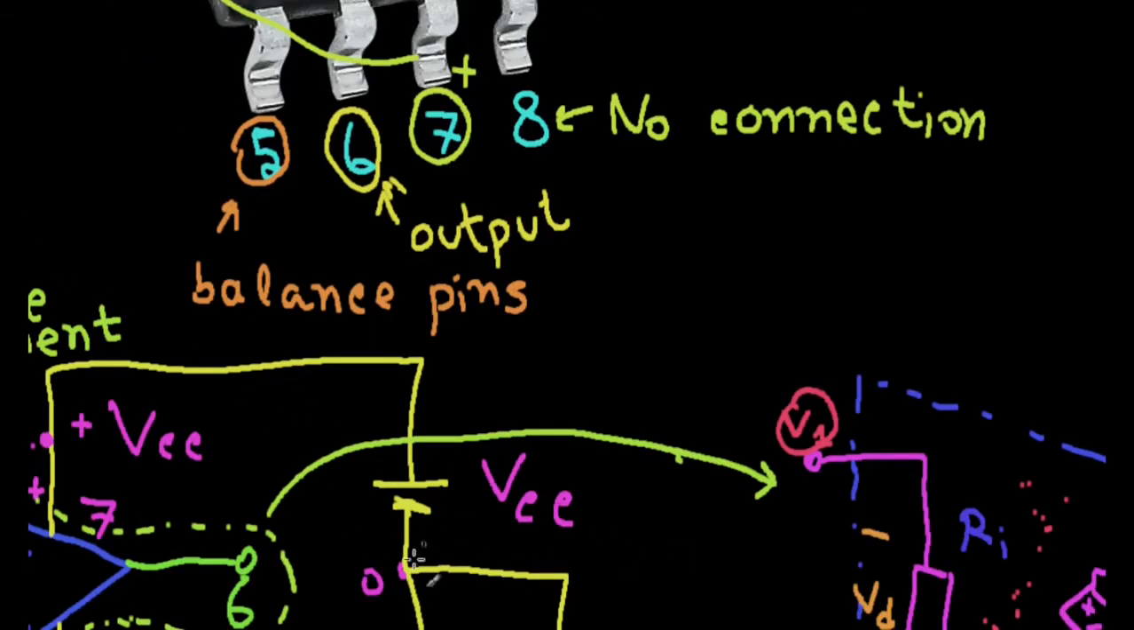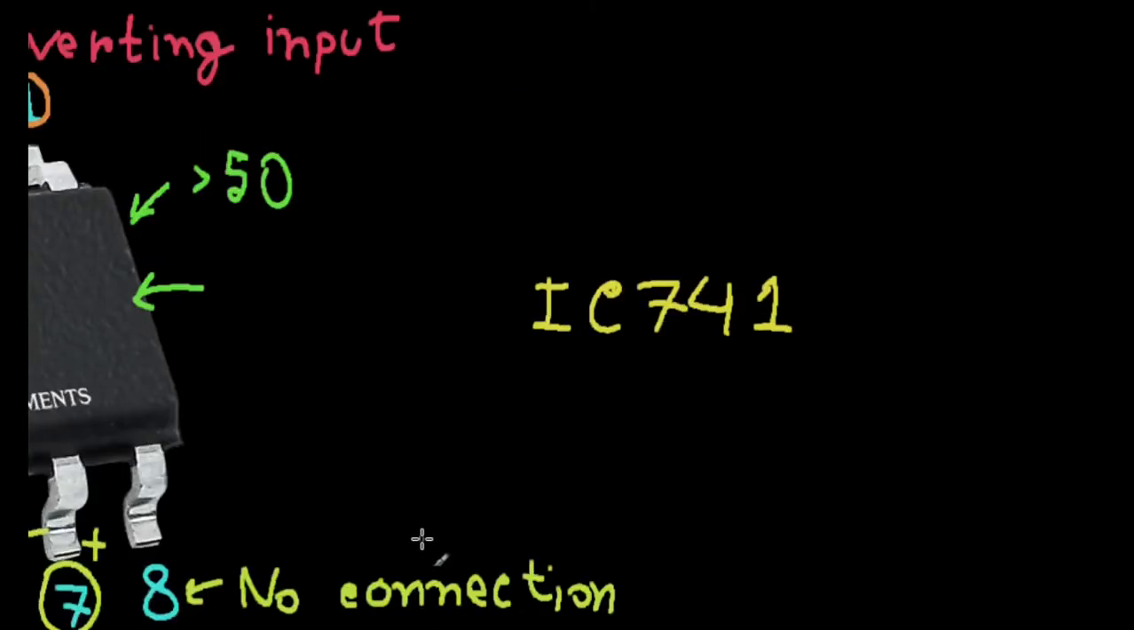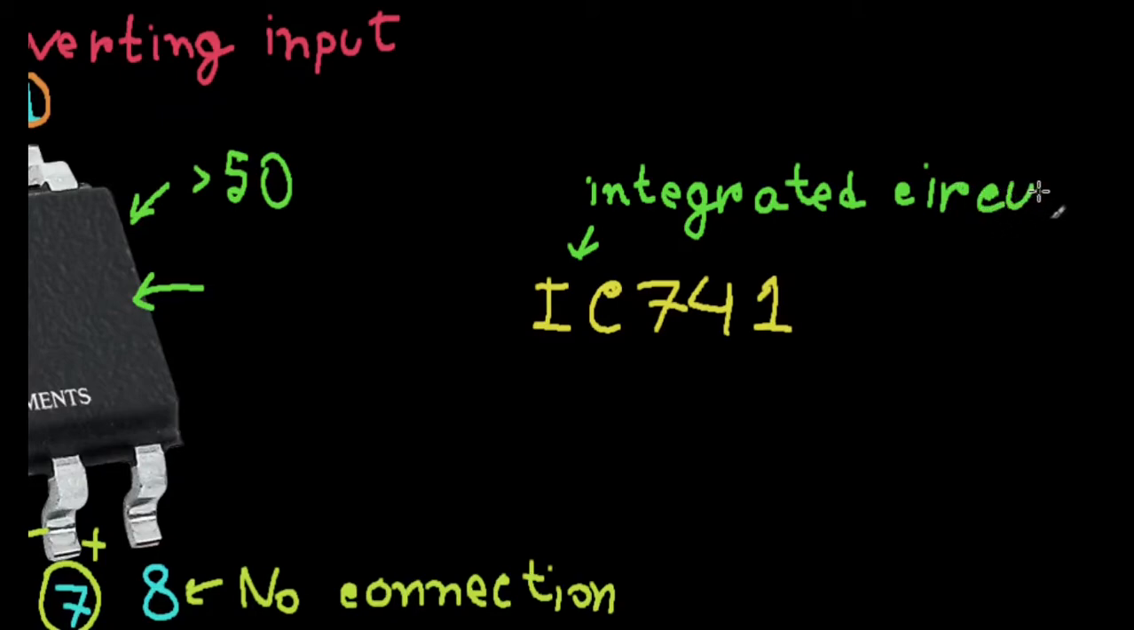The first one: the op-amp model I wrote here is IC741. I just forgot to mention IC here is short for integrated circuit, and op-amps in general are integrated circuits. So this is integrated circuit.